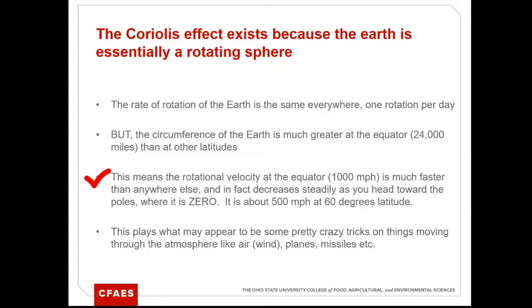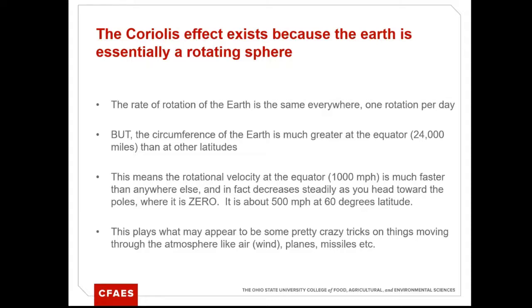As you step down from the pole and go down, the circumference of the Earth grows. By the time you get to 60 degrees latitude, the rate of spin is about 500 miles an hour, because the circumference of the Earth is about half at 60 degrees latitude as it is at the equator. Here in Ohio, we're a little bit more than half. We're roughly in the neighborhood of about 18,000 miles, I believe, circumference. So we don't have as far to go in a daily rotation.